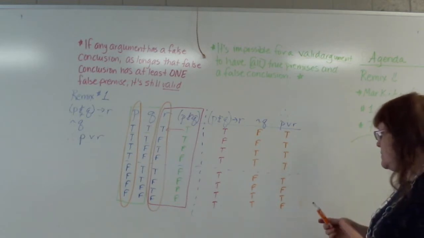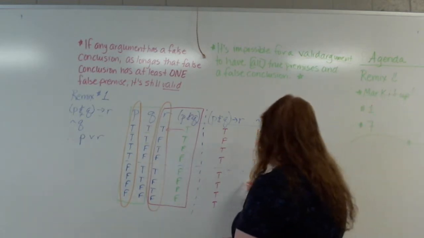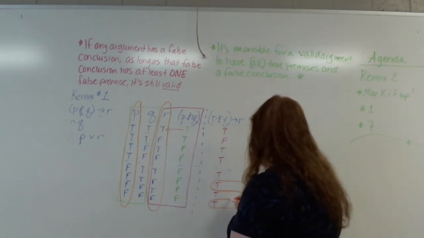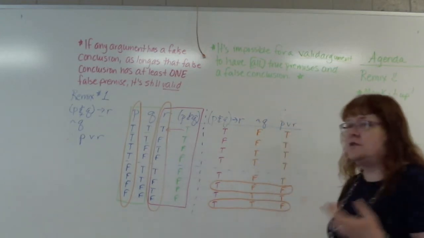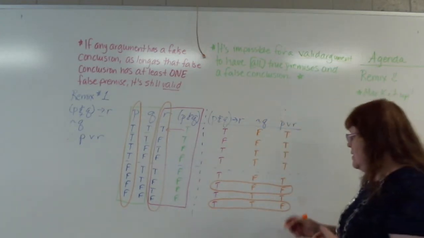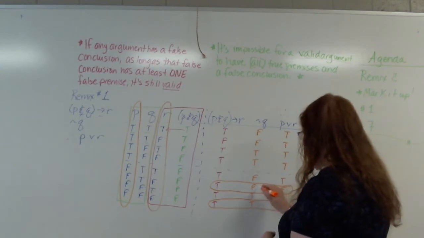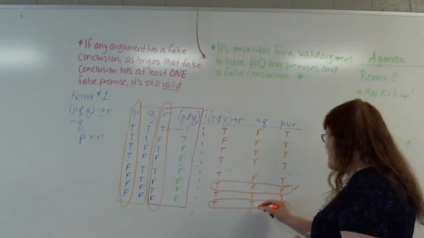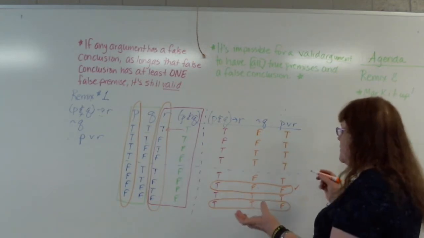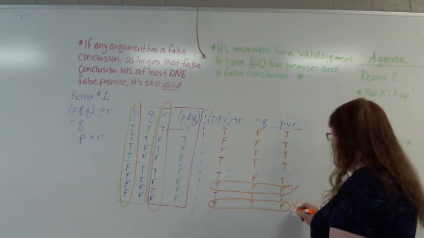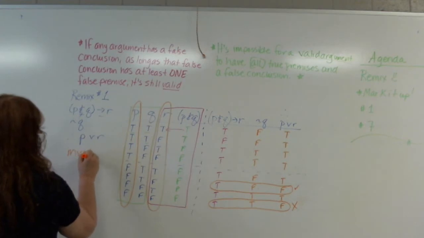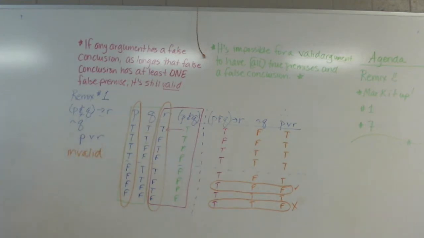Now I get to actually use it. My false conclusions here. And I'm looking to make sure both of them have at least one false premise. Okay, here's this one. He has a false premise there, so ta-da, rather. False here has two true premises. I only have two premises, so no, it's invalid. Okay, so remix number 1 is invalid.